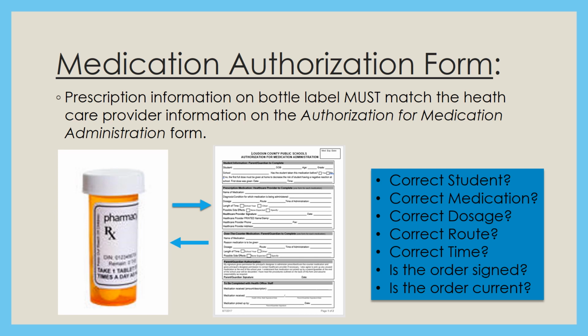You want to ask yourself, do I have the correct student? Is this the correct medication? Is the dose correct? Am I giving it the right way? Is the time correct? Is the order signed? And is the order current? Prescription information on the bottle label must match the healthcare provider information on the authorization for medication administration form. You should always check this form prior to giving the medication to a student every time.